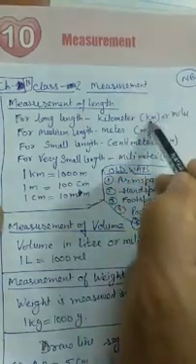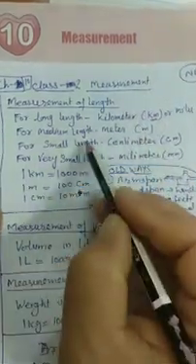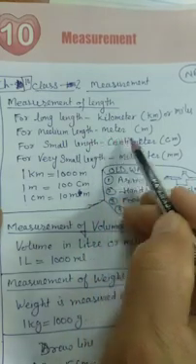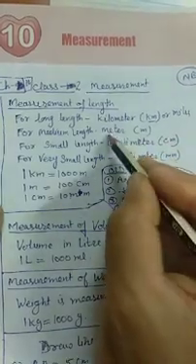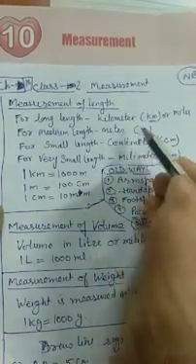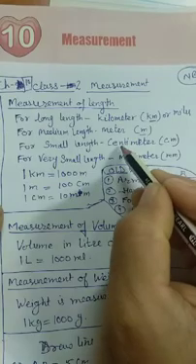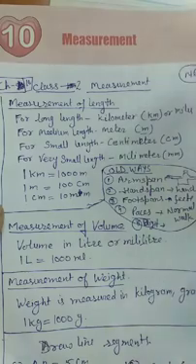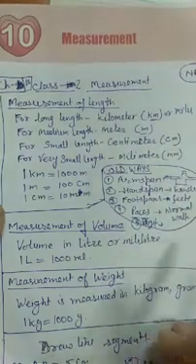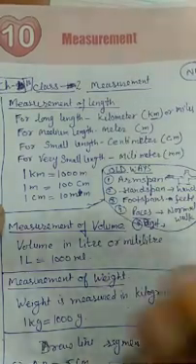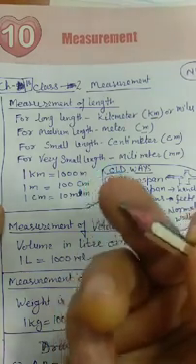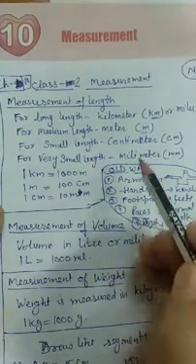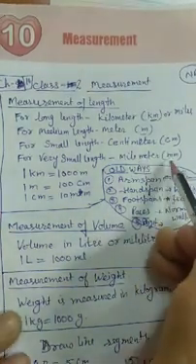For long distances, km is used. For the medium length, like the length of the table, height of the room, height of the building, there we will use meter, or m also we can use. For the small length we can use centimeter, like the length of this paper, breadth of the paper or book. And if it is a very small length, like the thickness of the tip of the pencil, thickness of my nail, or thickness of hair, we will use the smallest unit, that is millimeter.